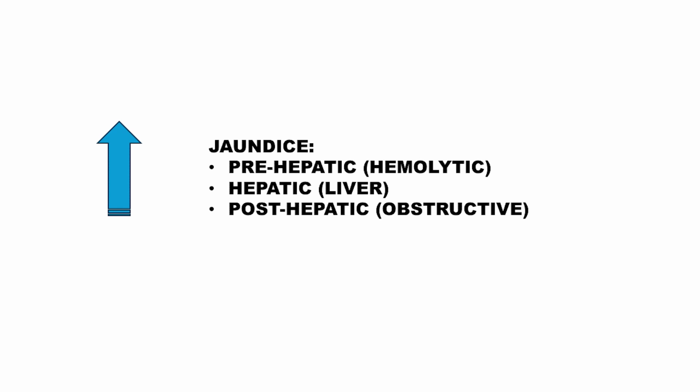Hepatic, also known as hepatocellular jaundice, occurs due to liver damage from causes like viral hepatitis or cirrhosis, impairing the bilirubin conjugation and excretion, which raises both conjugated and unconjugated bilirubin. Posthepatic, also known as obstructive jaundice, arises from a blockage in the bile ducts, for example, gallstones or tumors, which prevents the conjugated bilirubin excretion and causes a buildup of conjugated bilirubin in the blood.